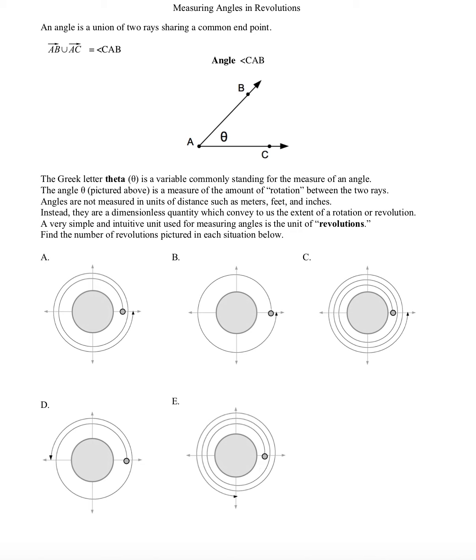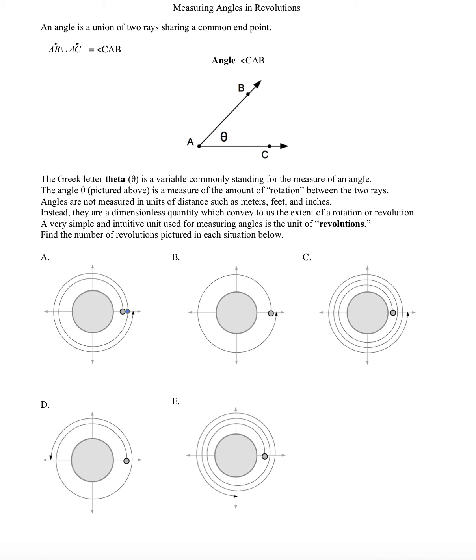Perhaps the most simple and intuitive unit for measuring angles is the unit of revolutions. Find the number of revolutions pictured in each situation below. I'll do the first one. So we could think of this as a top-down view of perhaps a moon orbiting a planet or a planet orbiting a sun. And we just want to trace the path and see how many times it goes around.